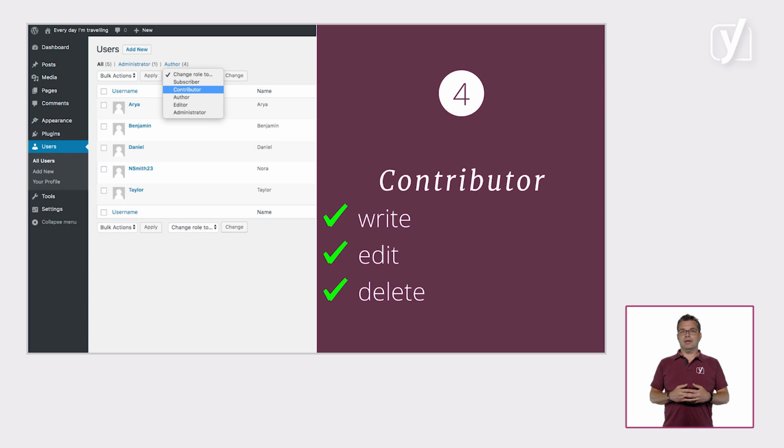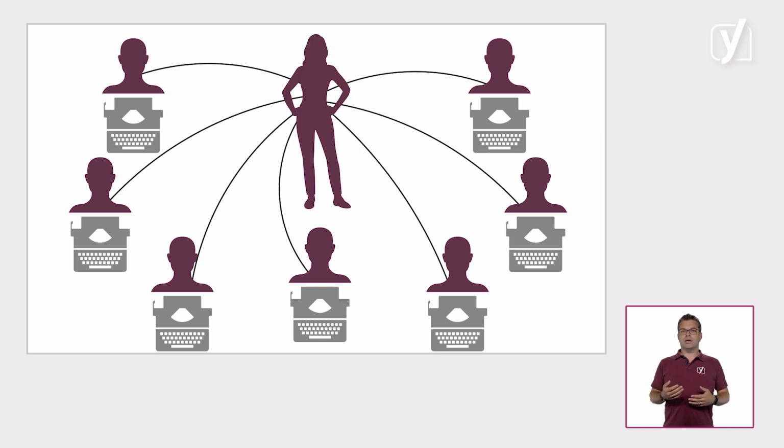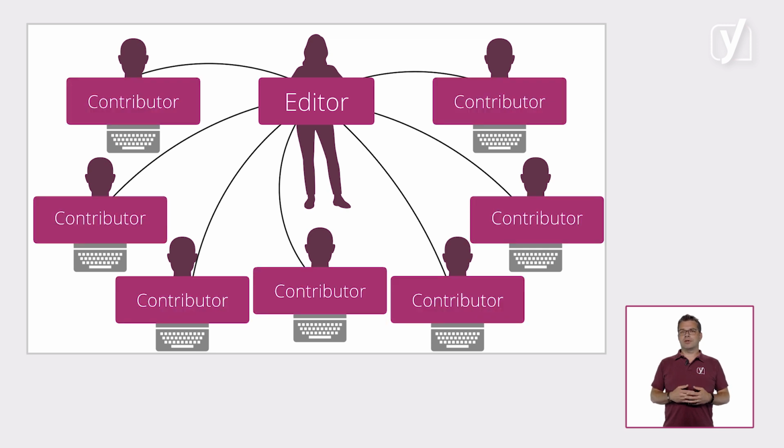Let's continue with the last 2 user roles WordPress offers. Contributors can write, edit and delete their own posts, but they can't publish them, as authors can. If many people write for one site, you might want to have one central figure that decides whether the content is actually published. The central figure should have the role of editor. The rest of the team can deliver content in the role of contributor.